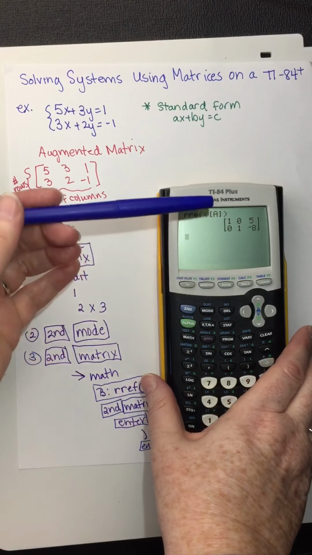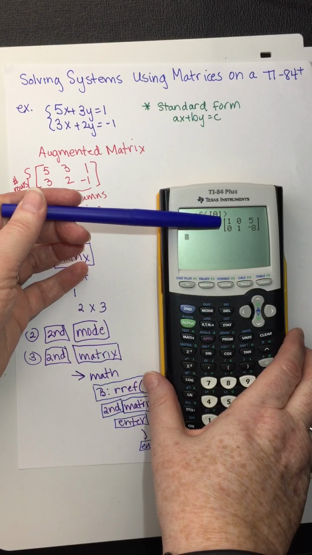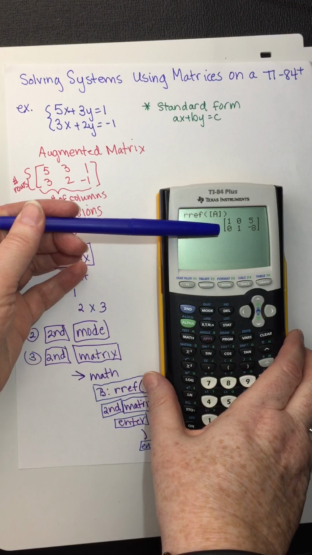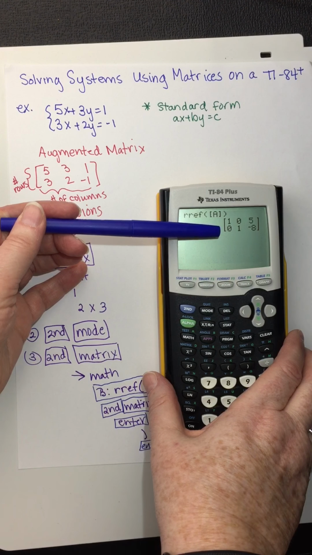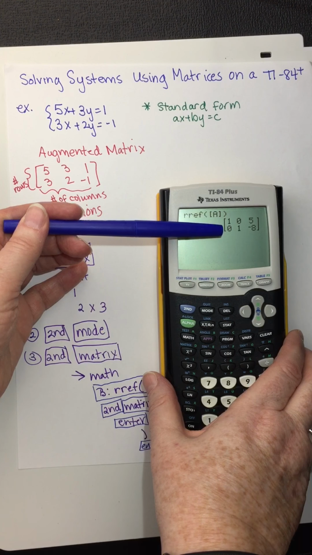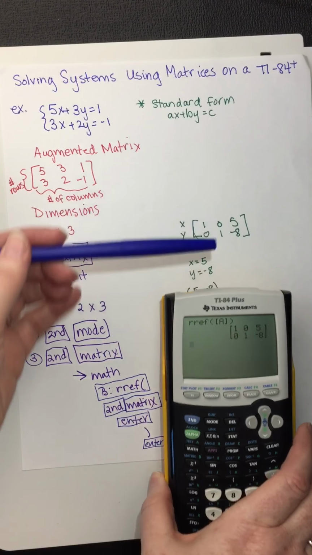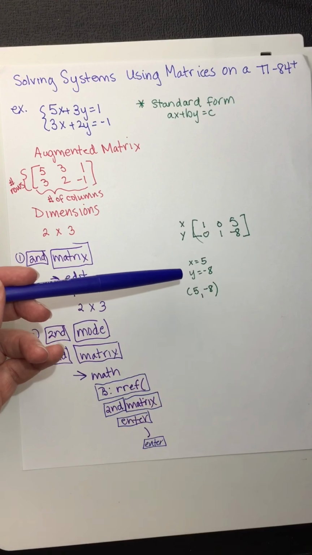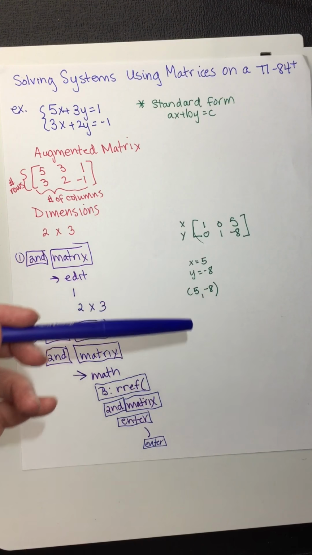This is telling me that 1x plus 0y equals 5, 0x plus 1y equals -8. In other words, x equals 5, y equals -8. So x is 5, y is -8. I can write my solution as a coordinate, (5, -8).